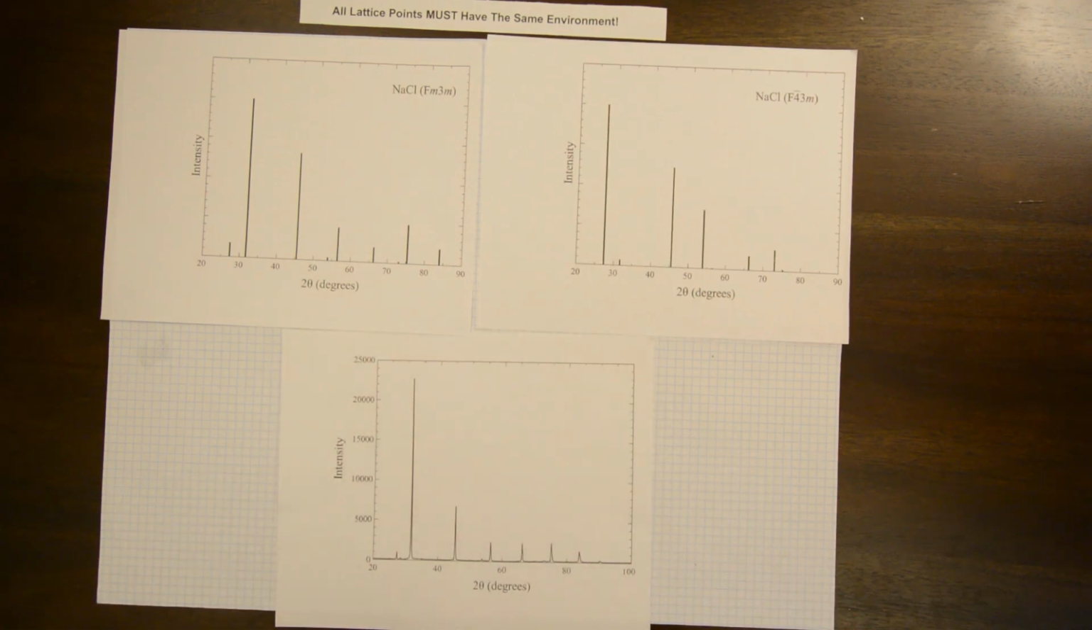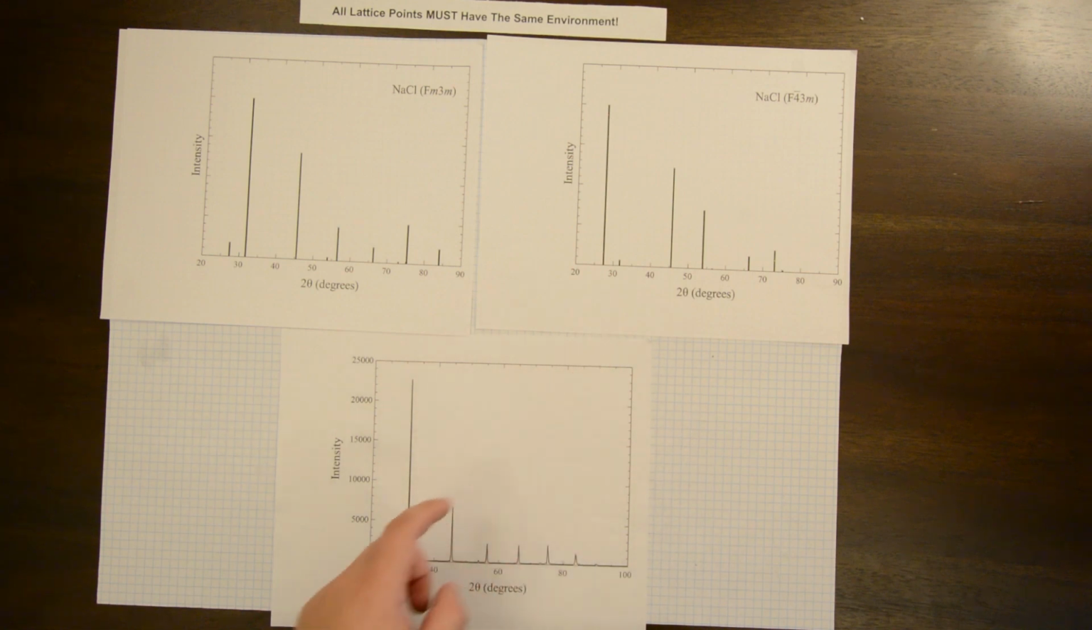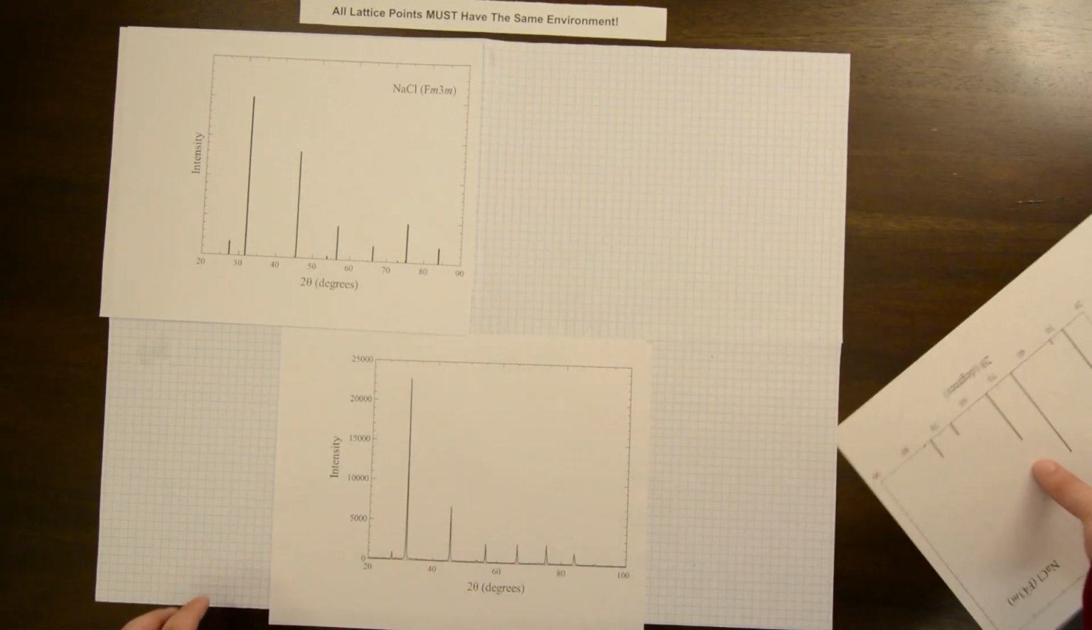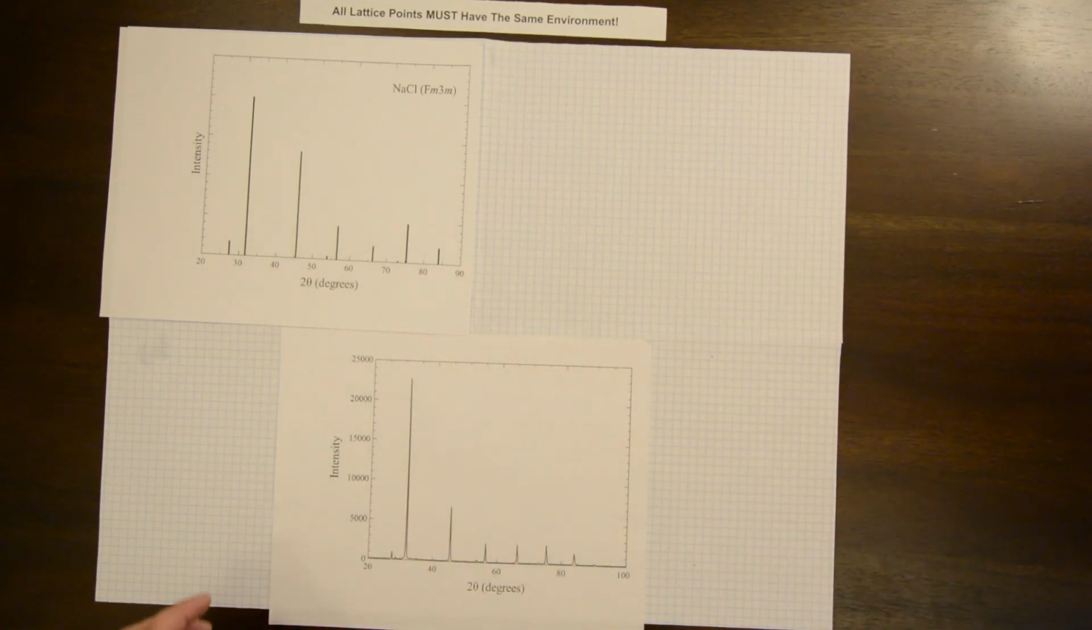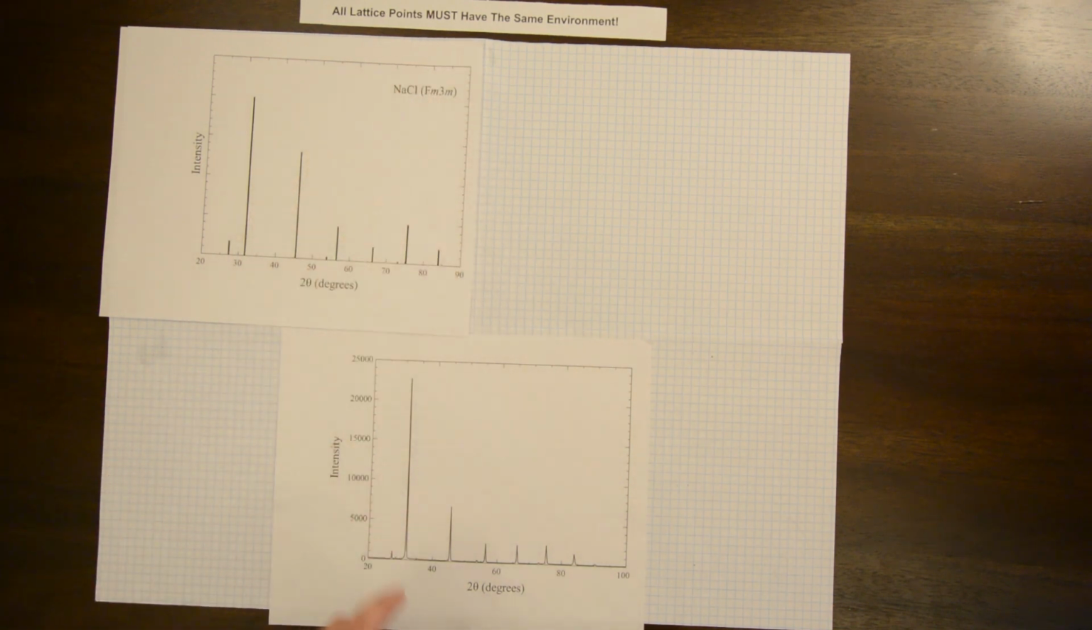And we can tell almost immediately that the experimental data for sodium chloride lines up with the left one and not the right one. So we finally have our space group for sodium chloride, and thus our unit cell. Sodium chloride has a unit cell that is a face-centered cubic with space group FM bar 3M.